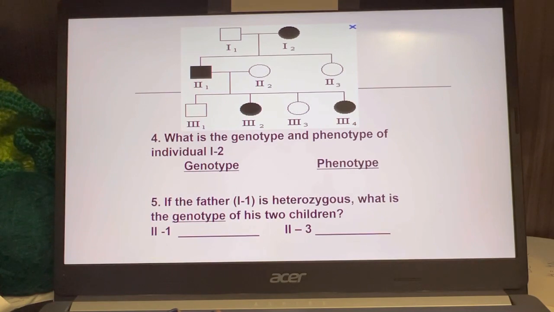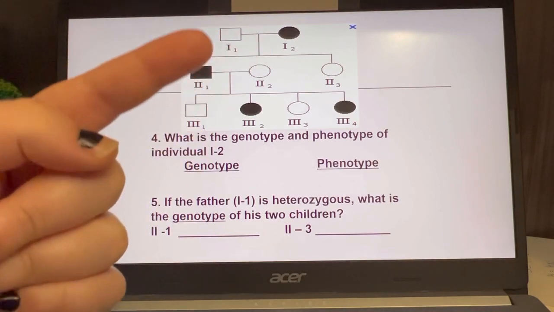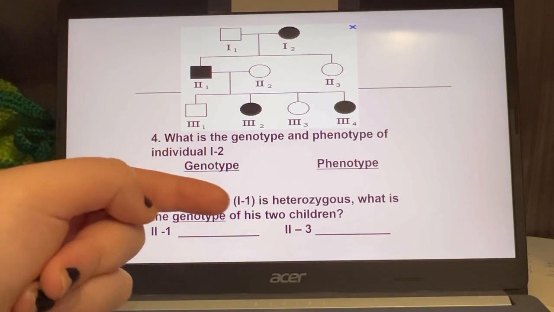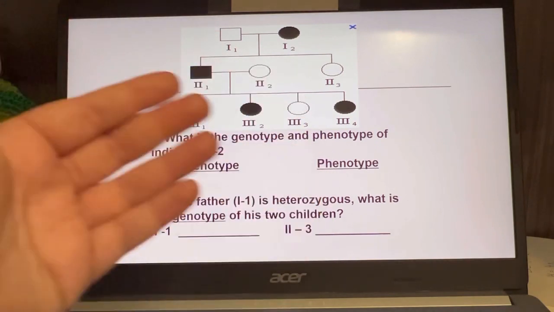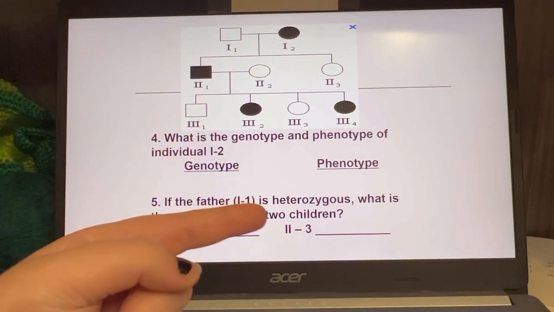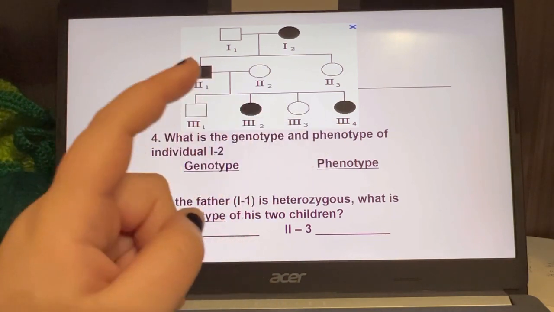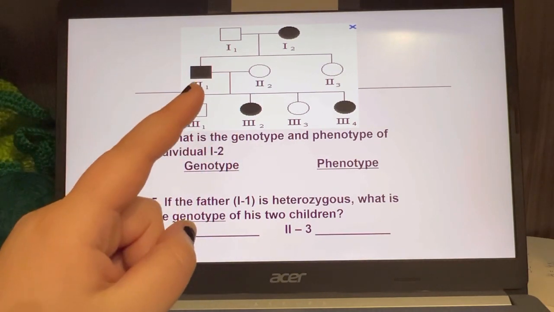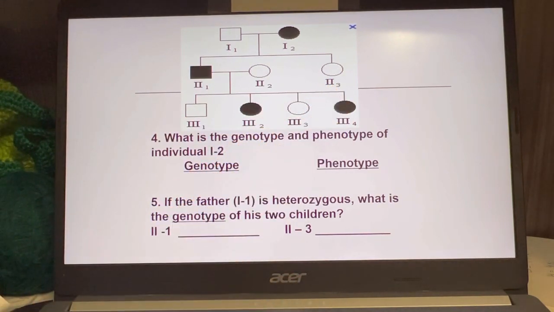Right, next. What is the genotype and phenotype of individual I2? So I2 is here. Genotype, now we know this is recessive, and the recessive gene was lowercase r, so it's lowercase r, lowercase r. Phenotype, how is that expressed? It's expressed because she is left-handed. Alright, so if the father, I1, up here, is heterozygous, what is the genotype of his 2 children? So he's heterozygous, which means he has an uppercase R and a lowercase r, which means this one here is lowercase r, and this one here is uppercase R, lowercase r.